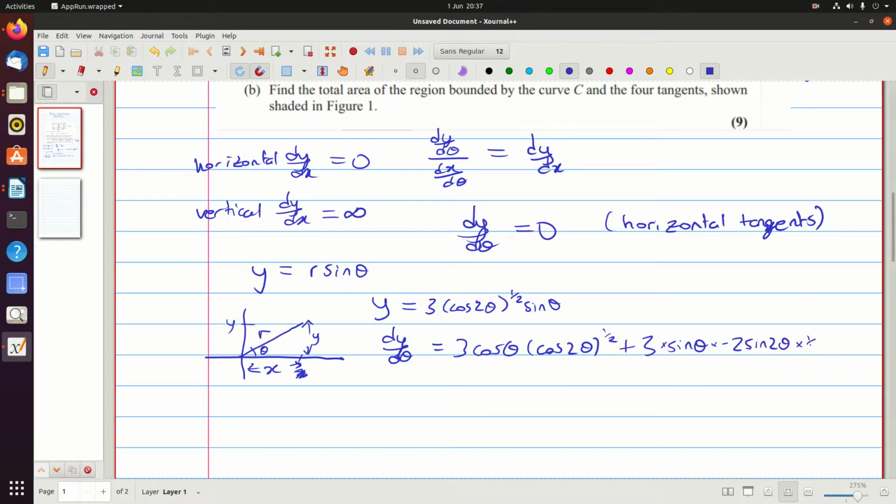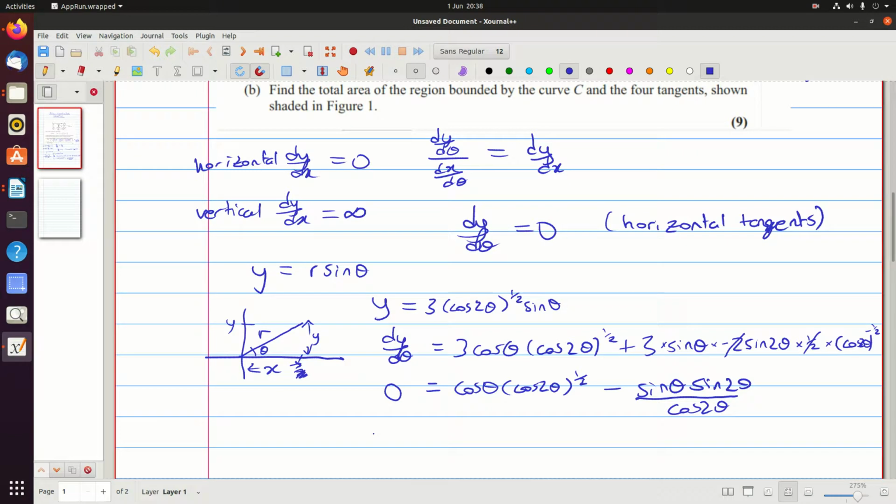Let's bring down the half as well, and let's also multiply by cos 2 theta to the minus a half. Can I fit it all in? Just about, yeah. It's a long old expression, and we know that equals 0. So immediately you can cancel the 3's, and that 2 is going to cancel with that half as well. And so we're going to be left with cos theta, cos 2 theta to the half, minus sine theta, sine 2 theta over cos 2 theta.